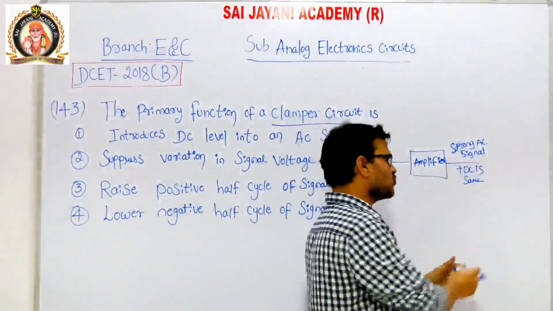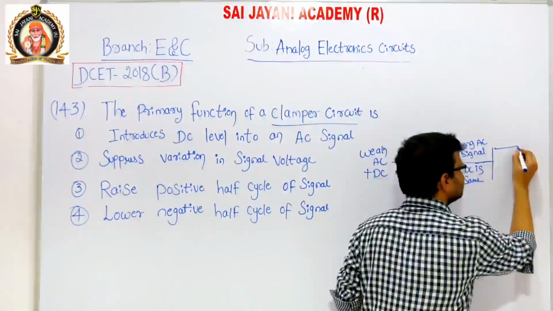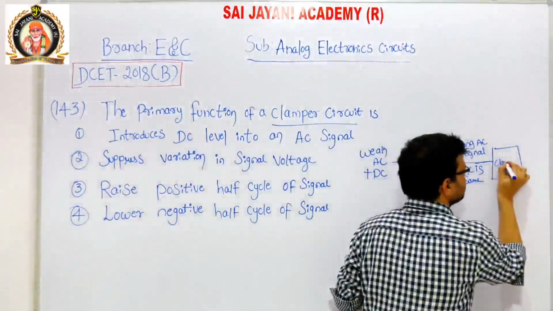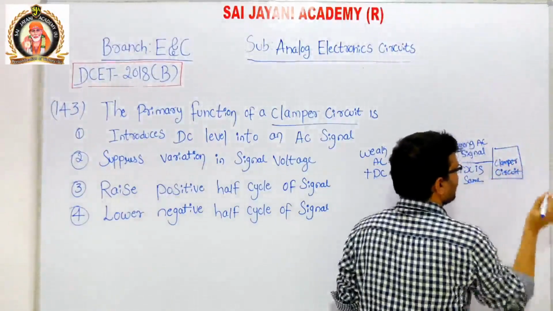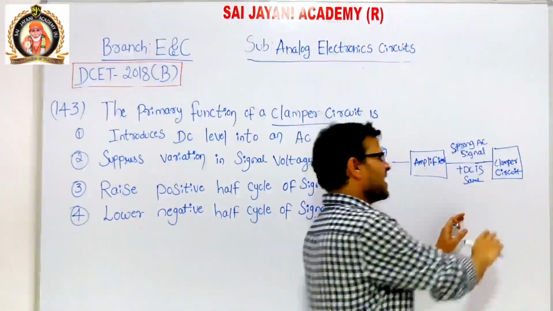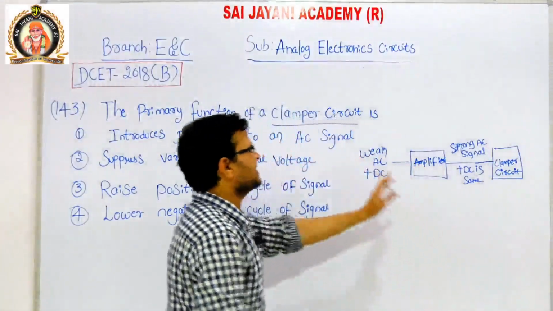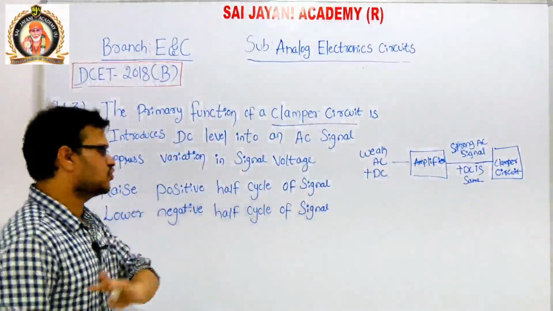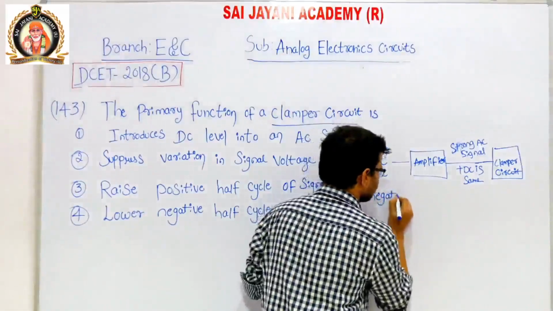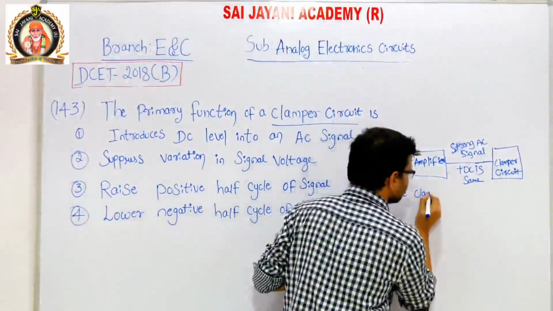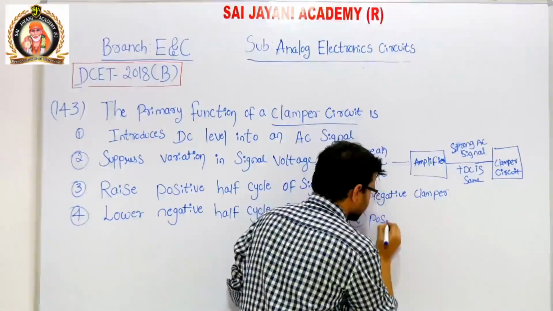But if you want to amplify the DC signal, then you have to pass this signal through the clamper circuit. What does the clamper circuit do? It adds a DC level, DC voltage, into an AC signal. In clamper circuits we have two types. The first one is a negative clamper circuit, and the second one is a positive clamper circuit.